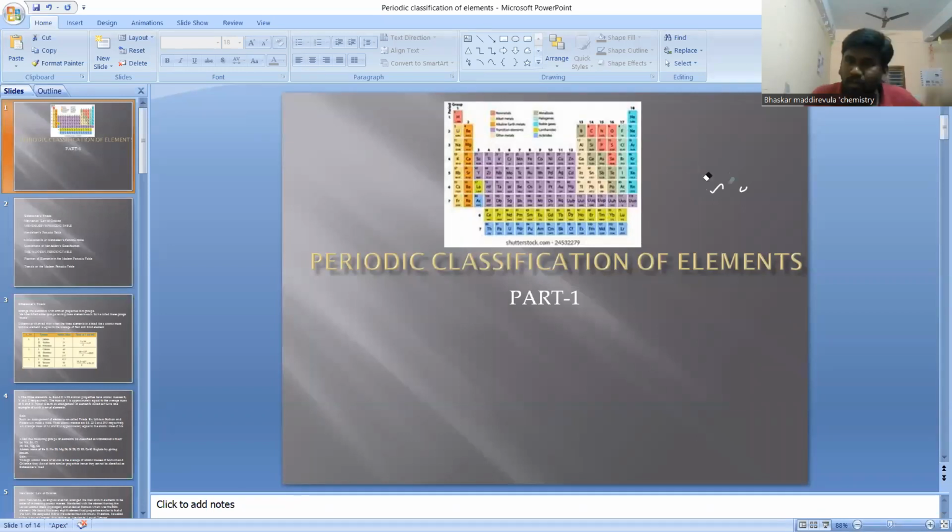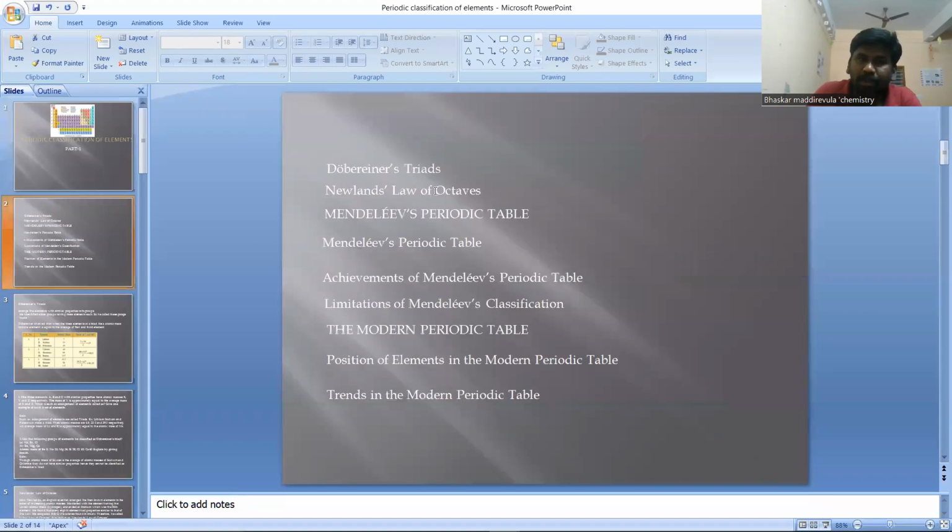From the periodic classification of elements, these are the topics that we need to cover from this chapter. There is no deleted portion for academic year 2021 to 22. For the term 2 examination, there is no deleted portion. We need to study every topic from here.